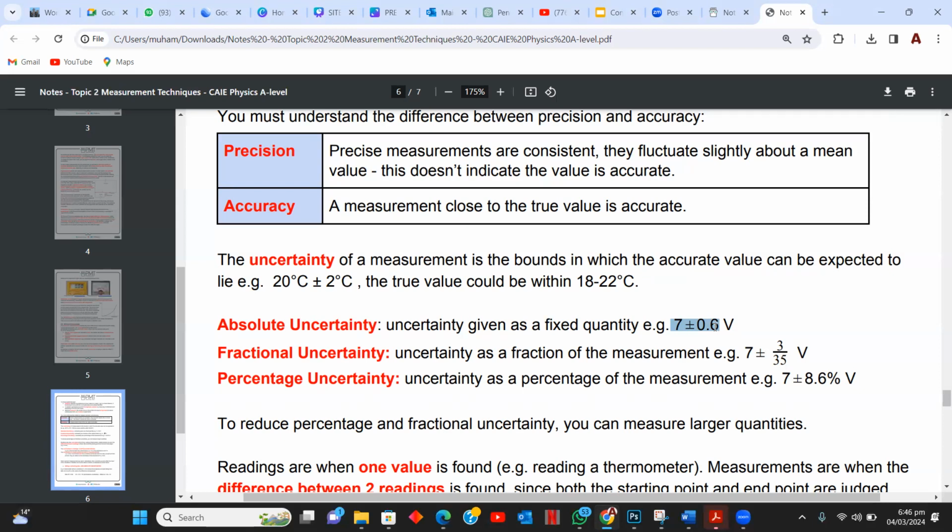Did you understand? You calculate the percentage to find the fluctuation. If I tell you quickly, 8.6%, divide by 100, that is 0.086 times 7, so the answer will be 0.6. 8.6% of 7 is 0.6. So instead of writing this, you can also write that the uncertainty is 7 plus minus 8.6%. That means the value could be 0.6 volts more or less than the actual answer, that is 7. Got it?